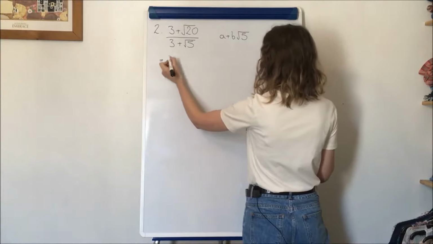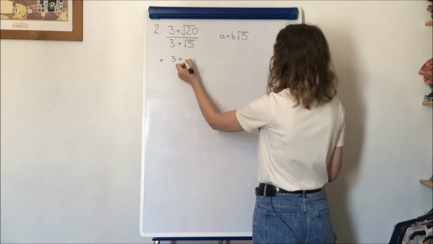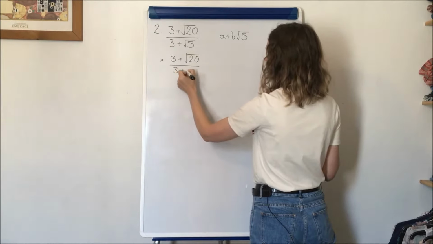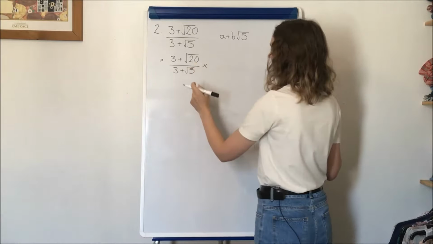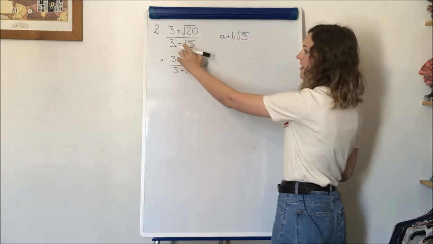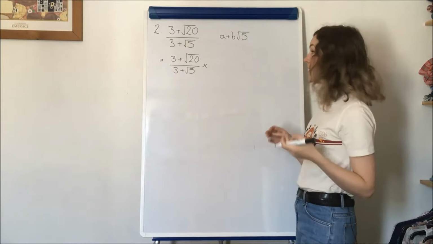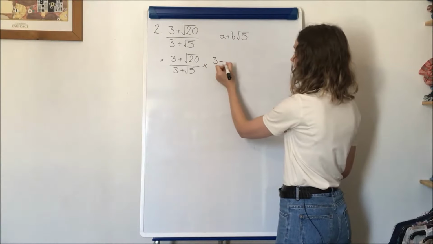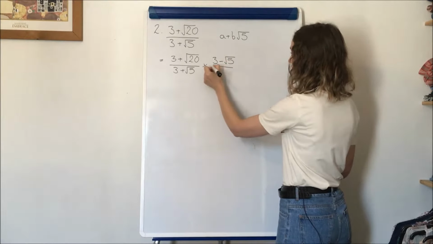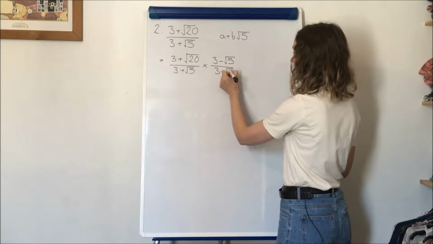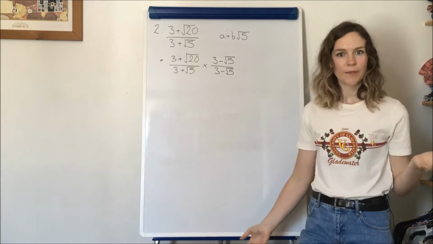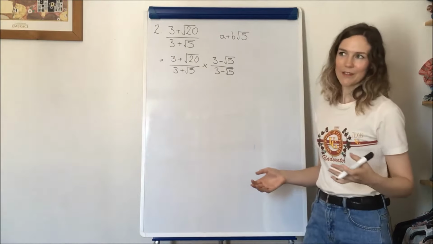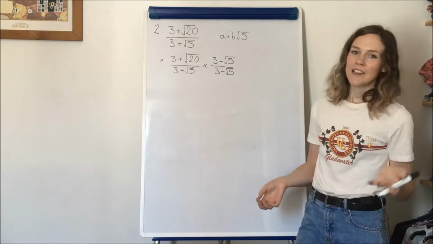So all you do, top stays the same, 3 plus root 20. And you want to times it by whatever you've got on the bottom here, except the opposite sign in the middle. So we've got 3 plus root 5, so we're going to times it by 3 minus root 5 over 3 minus root 5. If this was 3 minus root 5, we'd times it by 3 plus root 5. It's just whatever you've got here, but the opposite sign in the middle. So if you're adding, you're taking away. If you take away, you add.